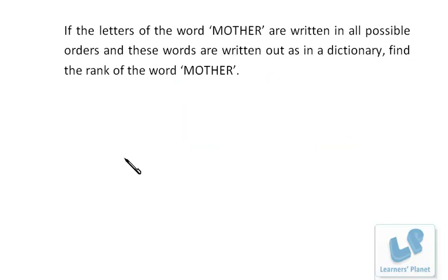Now friends, similar problem. If the letters of the word MOTHER are written in all possible orders and these words are written out as in a dictionary, find the rank of the word MOTHER. So first of all, let's find out the dictionary order. From these, first of all, we have to calculate the words from E, then H, then M, and then the remaining, but we are interested only till here.